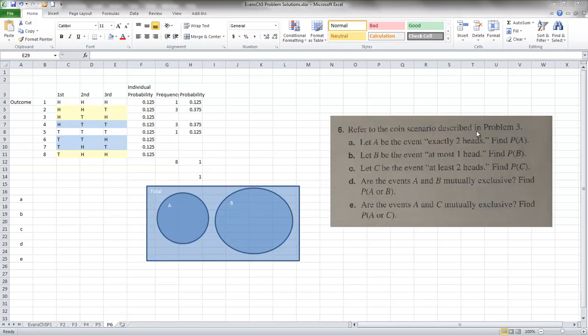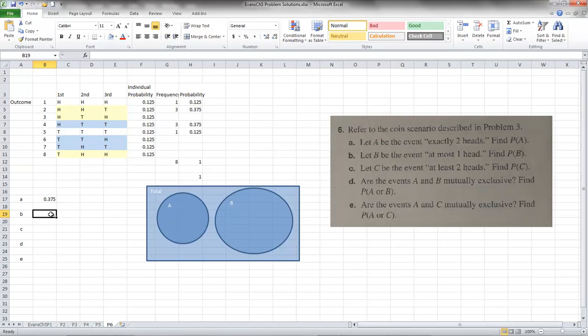So, referring to the coin scenario described in problem 3, let A be the event that you have exactly 2 heads. Find the probability of A. We have to find all the instances when there's exactly 2 heads. If we come through here and start counting, that does not fit it, but this one does. There's 2 heads there, exactly 2 we're looking for. There's one there, there's one there. There's 3, okay? So we have 3 instances times probability, which is even for all of these, so we have a 37.5% chance of getting exactly 2 heads, okay?